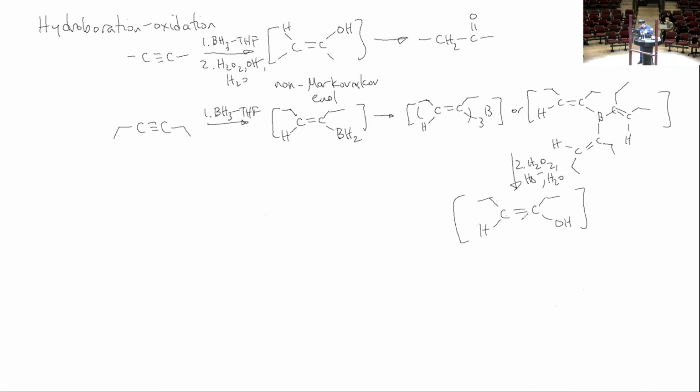And of course, that's an enol. That's going to be unstable, that's going to form a ketone that looks like this. I think I drew it like this before. 1, 2, 3, 4, 5, 6. I think I drew it like that. So you can draw it either way. Same thing. So bottom line, hydroboration oxidation of a symmetrical alkyne gives the same product as you get with oxymercuration of that same alkyne.